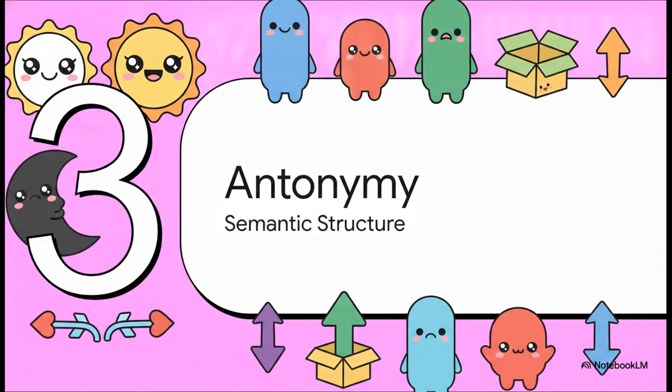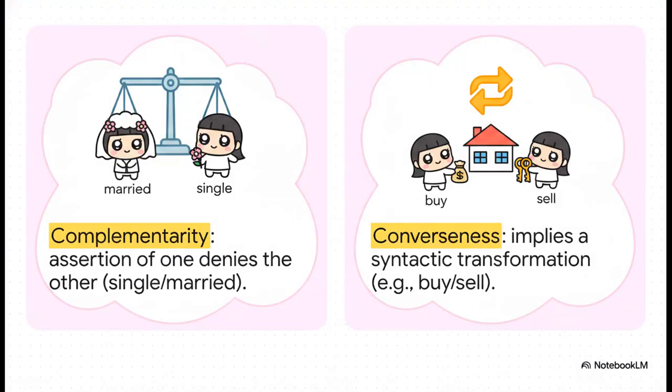Section 3. Semantic structure. Antonymy. So, building into oppositeness of meaning, antonymy is often wrongly assumed to be just a simple, single kind of opposition. It's not. It is vital to separate its different forms. First up, we have complementarity, where the assertion of one element explicitly denies the other. It's binary. If you are single, you're not married. Simple as that.